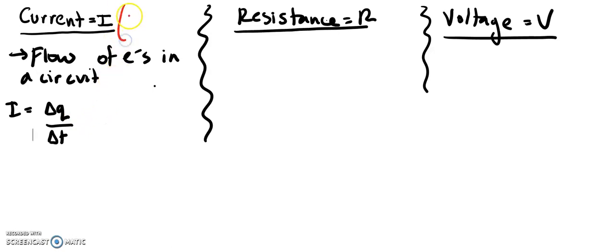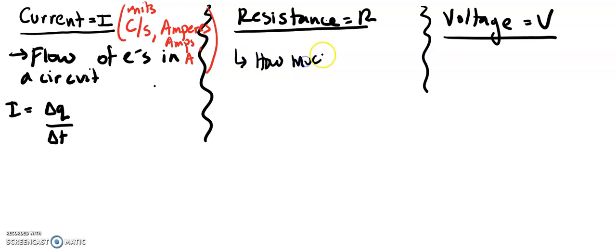I'll go ahead and put the units up here. Are going to be either coulombs per second, or we'll write amperes, or we can just abbreviate that as amps, or just A. So any of those things are appropriate units for current. While resistance is how much a material resists the flow of electrons.